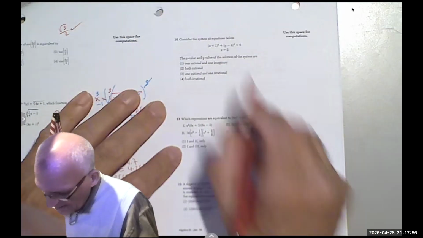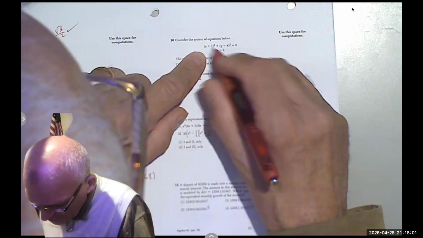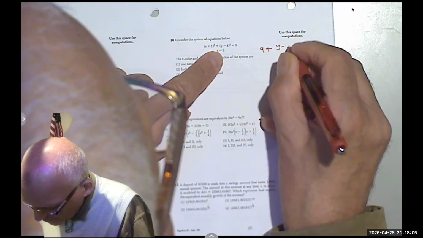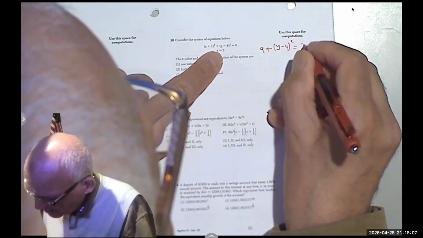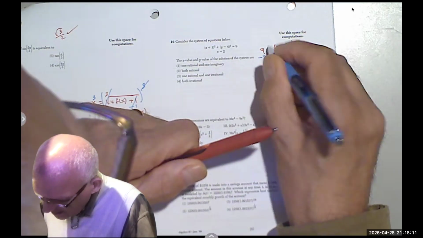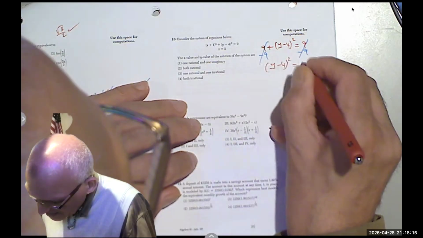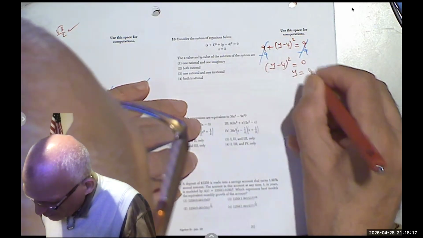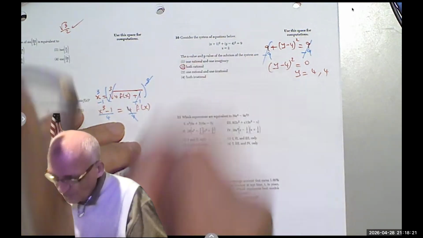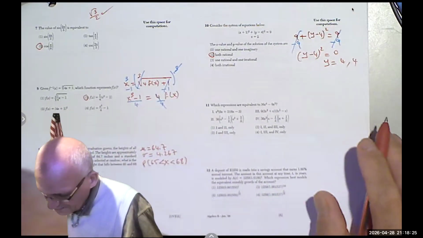Anyway, x is 2. So if we substitute, you get 3 squared, because 2 plus 1 is 3, 9 plus y minus 4 squared equals 9. Well, you subtract 9 from both sides, and you get y minus 4 squared equals 0, so y equals 4 or y equals 4. Both are rational. The only value is y equals 4. 2 and 4 is the only solution.